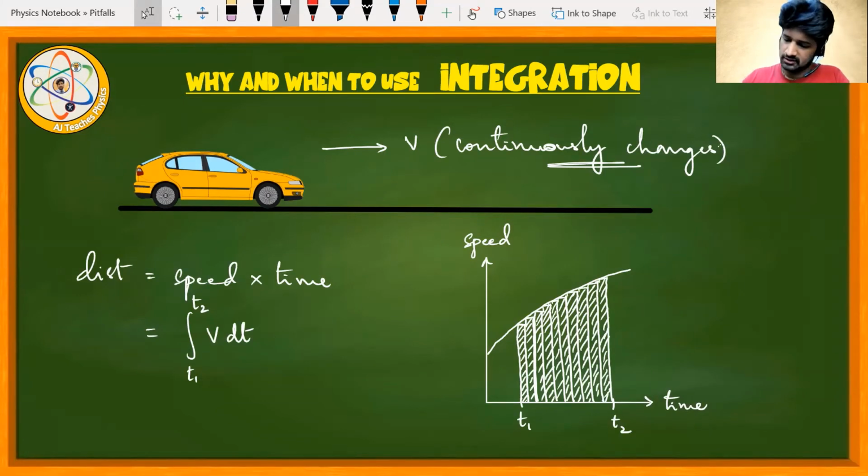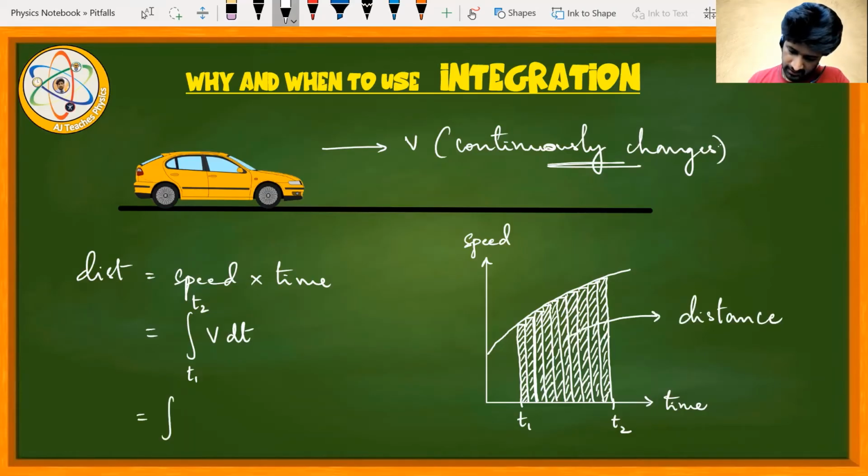So what you see here on the graph is each rectangular strip represents a v multiplied with a small time interval dt, and the summation of all those becomes the total area, which again is the distance traveled by the car in the time interval t1 to t2. So you can say that integral v dt is the area between the v graph, the graph of speed, and the time axis.